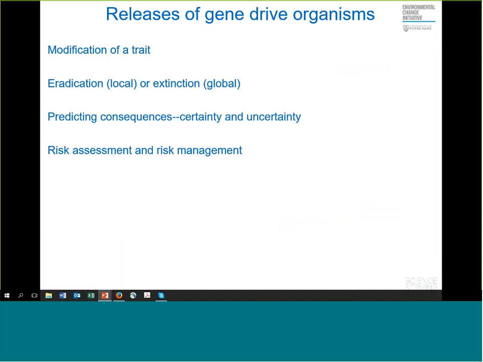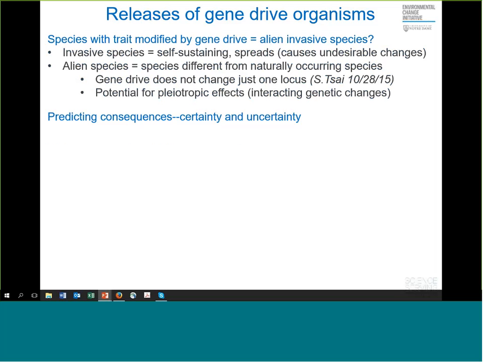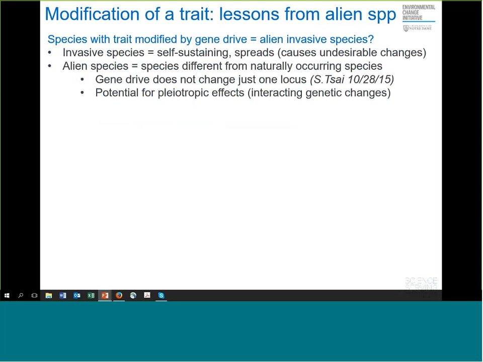And then in the latter part of my talk, I'll talk about what things we might be certain about and what things we might be uncertain about, and then explicitly offer a few thoughts on risk assessment and risk management. But I'm going to focus now on applications that would modify a trait in a way that is not intended to lead toward eradication or extinction, but rather just change a locus in a species.